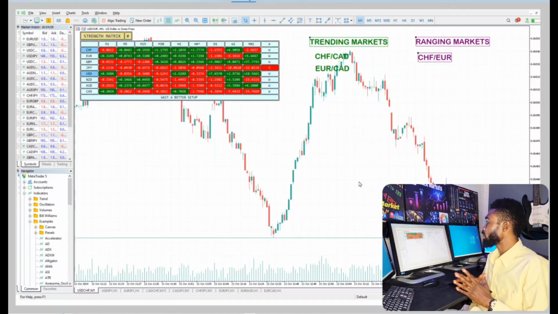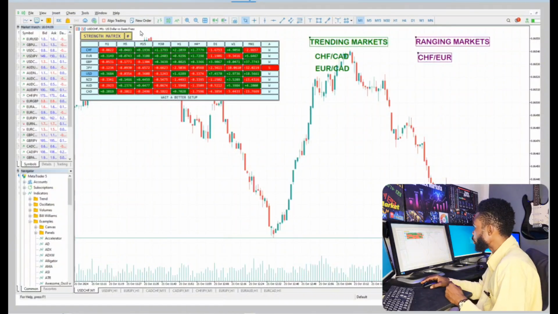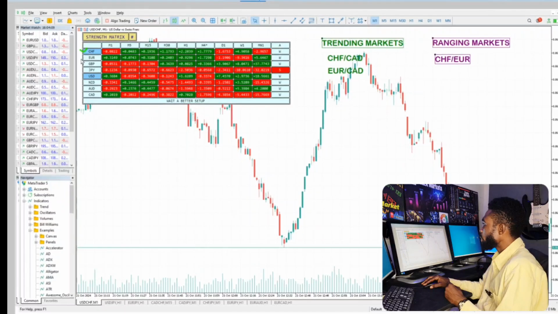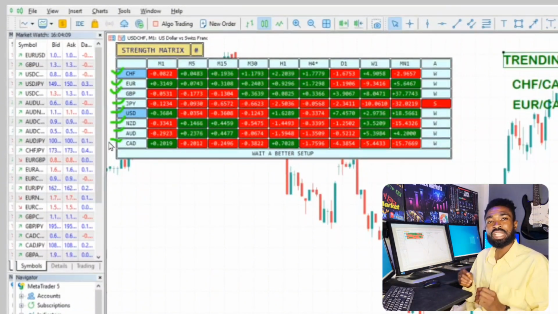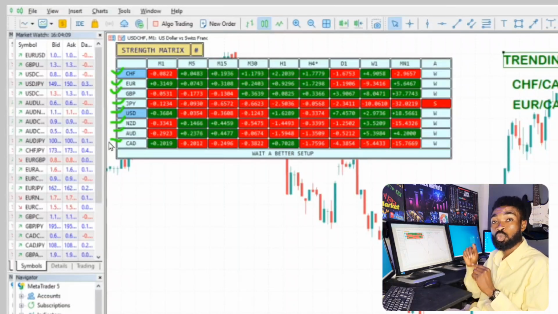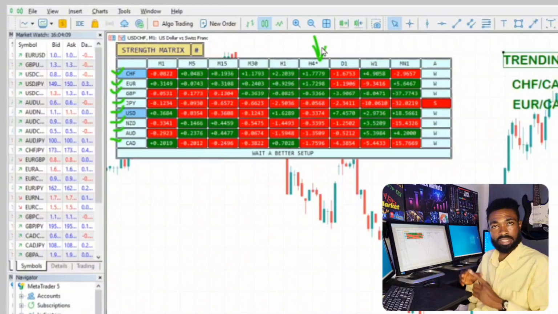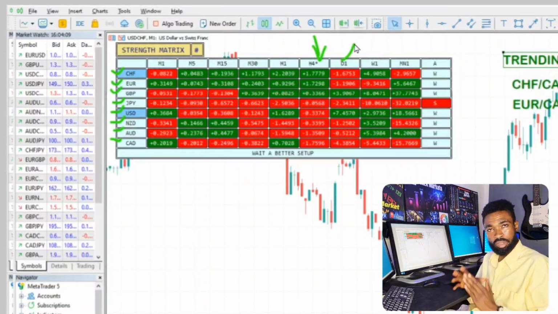So for instance, you can see on this currency strength meter chart today, this is a screenshot I took, we have the Swiss franc, we have euro, we have pound, we have yen, we have USD, we have NZD, we have AUD, we have CAD. These currencies are arranged based on which one is strong and which one is weak in terms of H4, which means that if you change the settings to H1, it will also be arranged differently. If you change the settings to daily, it will also be arranged differently.